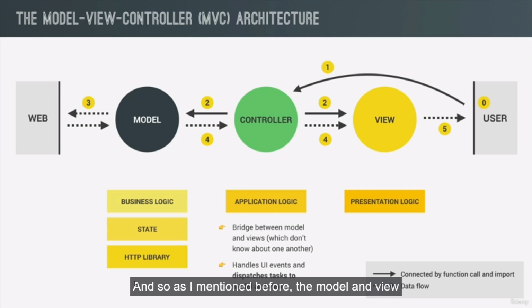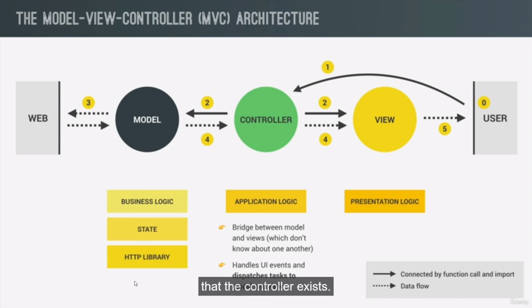And so, as I mentioned before, the model and the view are in fact completely standalone and completely isolated. All right? So again, they don't import each other, and they don't even import the controller. And in fact, they don't even know that the controller exists. All they do is to basically just sit there waiting to get some instructions from the controller. Okay? And this part is pretty important to understand, so take some time to really analyze this.